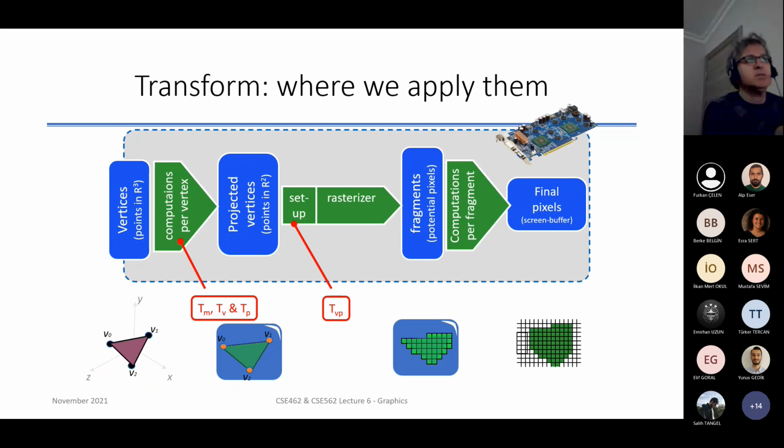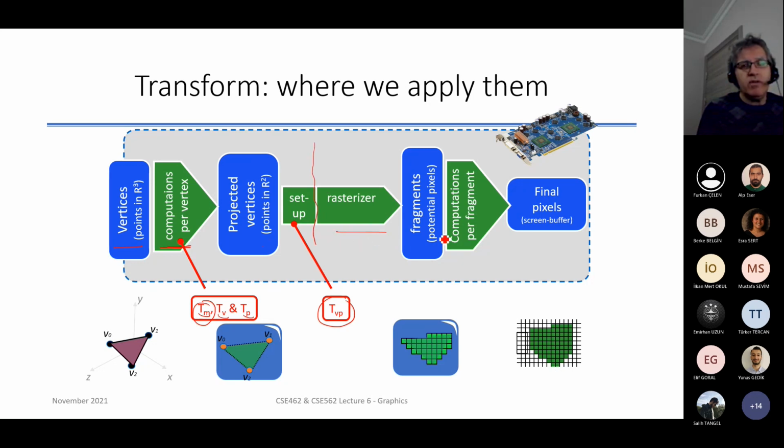And the way that this is done on hardware is something like this. You have the vertices, points in 3D. You have the computations per vertex. These involve the model transform, viewing transform, and projection. And then once you have the projected vertices in 2D, you have this viewing transform. This is the setup. And then after this, you have the rasterizer.